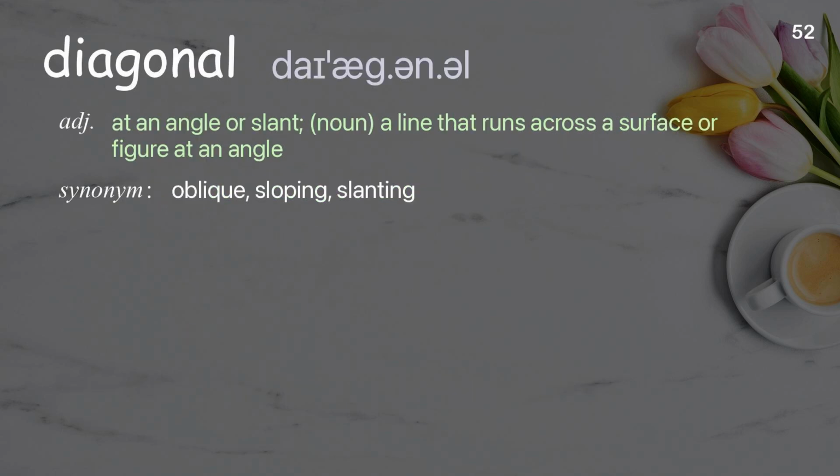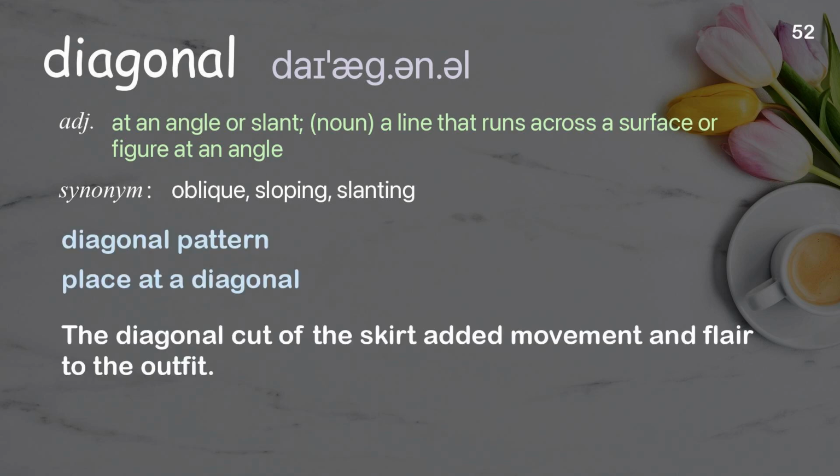Diagonal. At an angle or slant. Noun, a line that runs across a surface or figure at an angle. Examples: Diagonal pattern. Place at a diagonal. The diagonal cut of the skirt added movement and flair to the outfit.